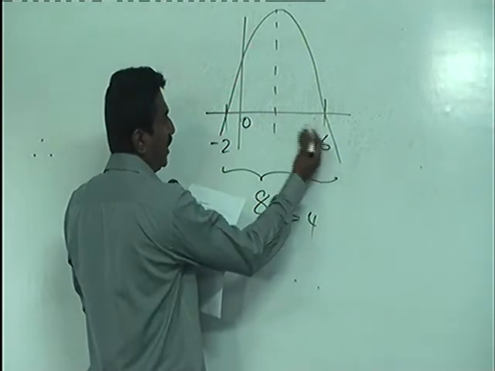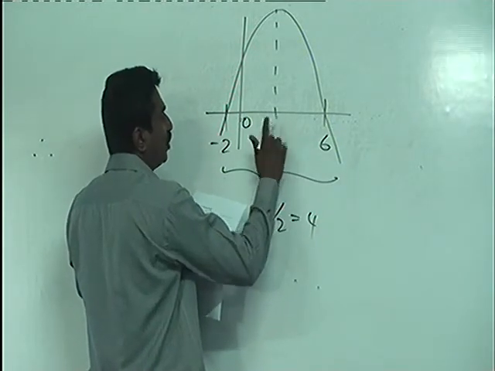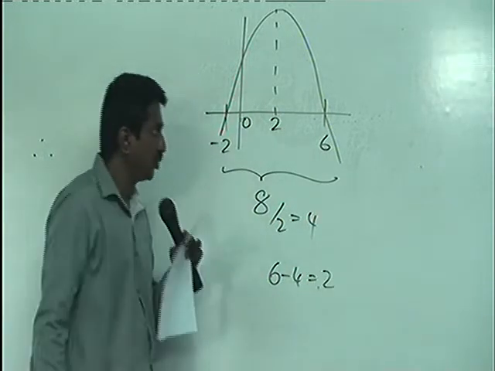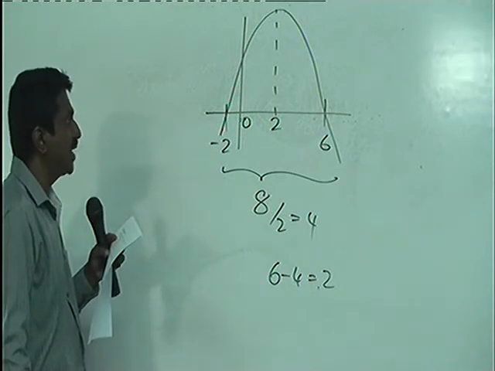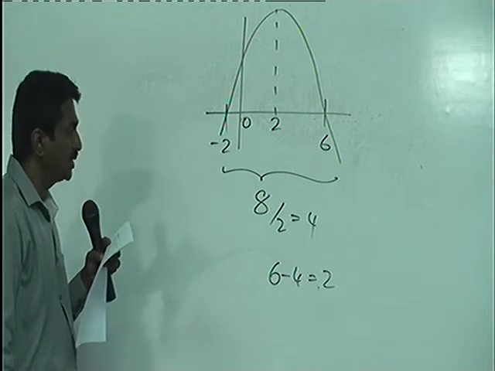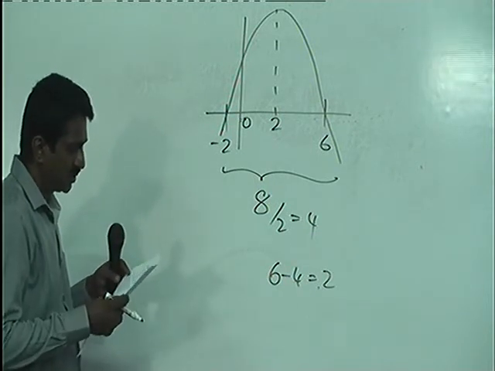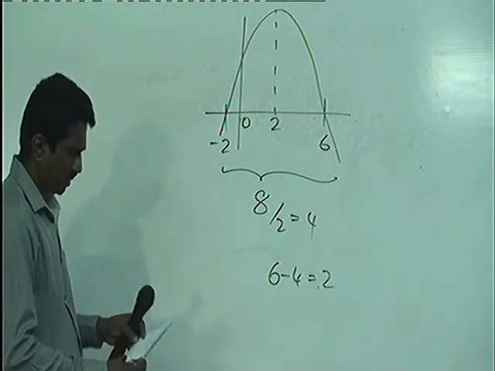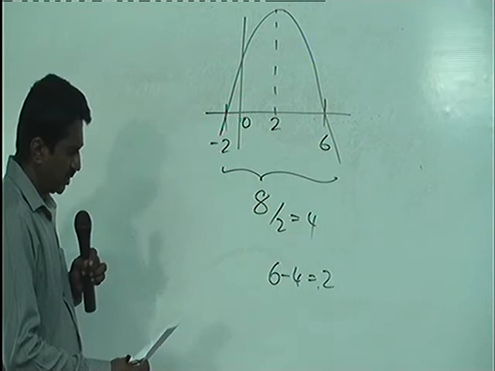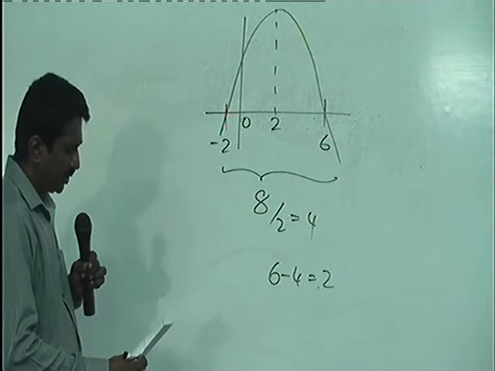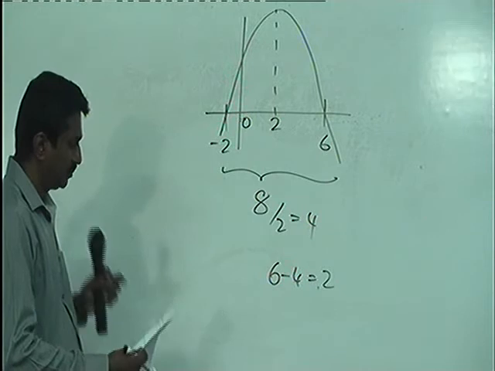So take 4 from here, that is 6 minus 4, that is 2. So when x equals 2, it may be a maximum or minimum point. Since the x squared term is negative, the point is maximum. So the answer is, it has a maximum value at x equal to 2, answer number D.